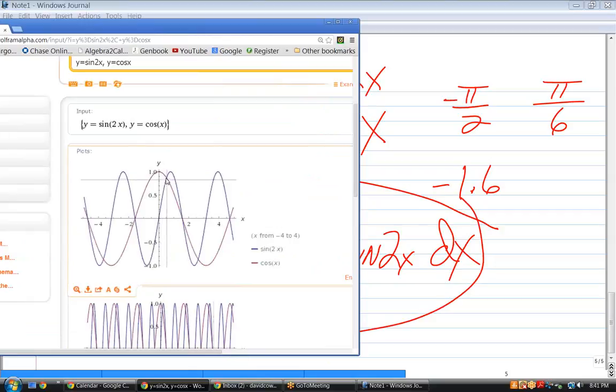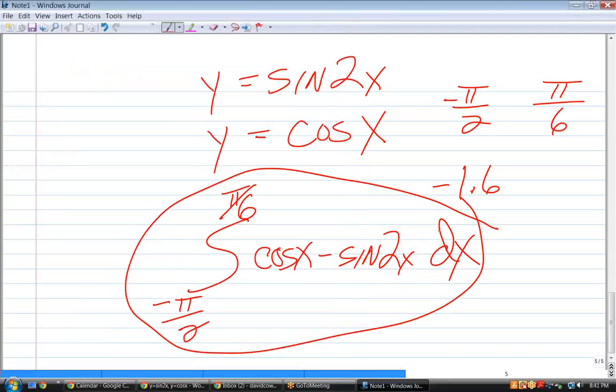Yeah, the problem is, what is this point right here? Because everything to the right of this point, the sine's on top. That right there is pi over 6. That is pi over 6? Yeah. Let's see. Cosine of pi over 3 is equal to the sine of pi over 3? I don't think so.